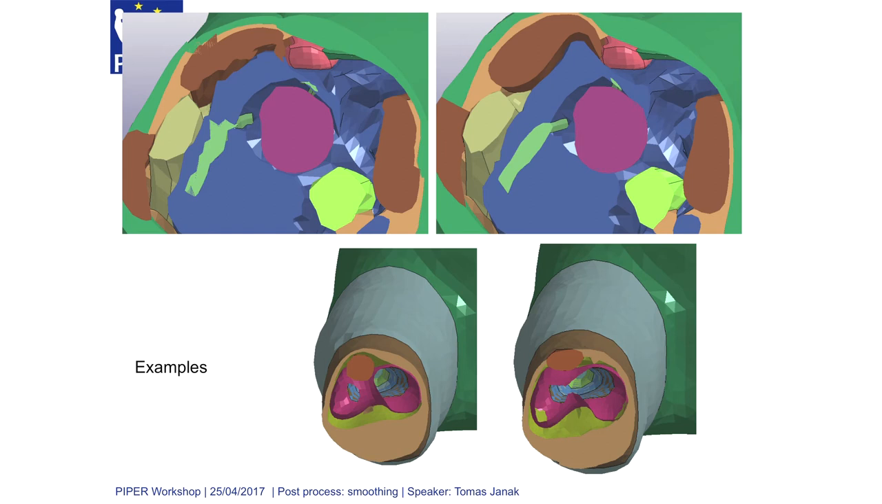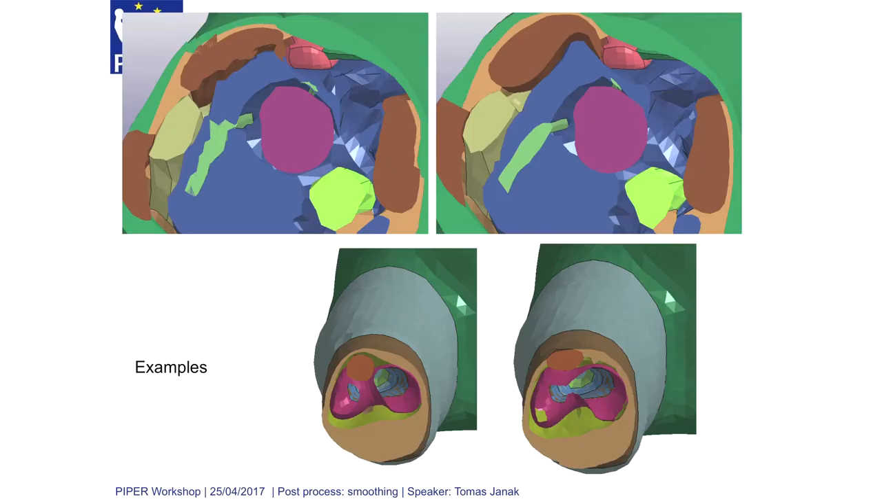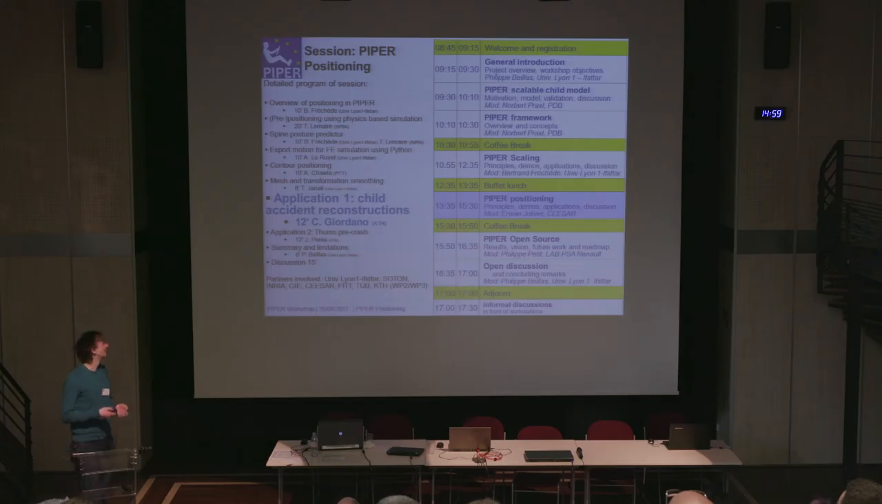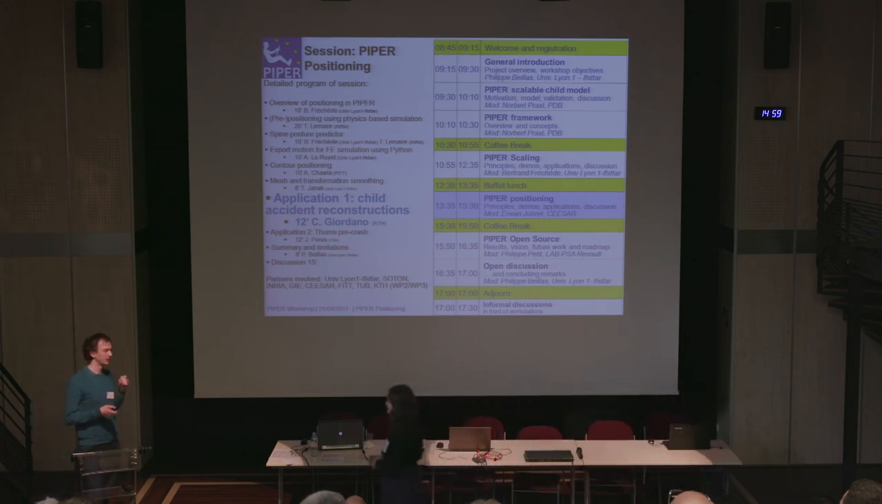Here is a similar example for the child. This is for the knee flexion that Anise was using just a few minutes ago. Except, for some reason, it's the other way around. Here is after the positioning, and here it is after the smoothing. So Kara will now walk you through some real application of positioning, with smoothing as well.